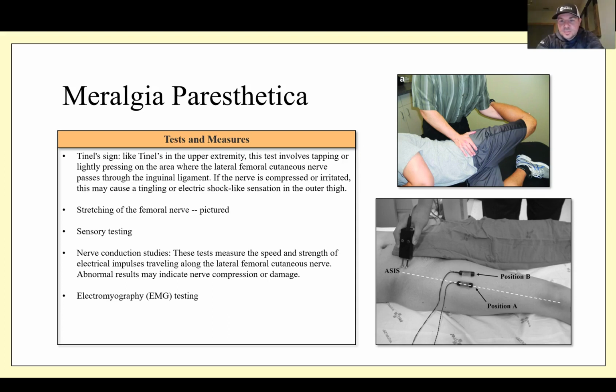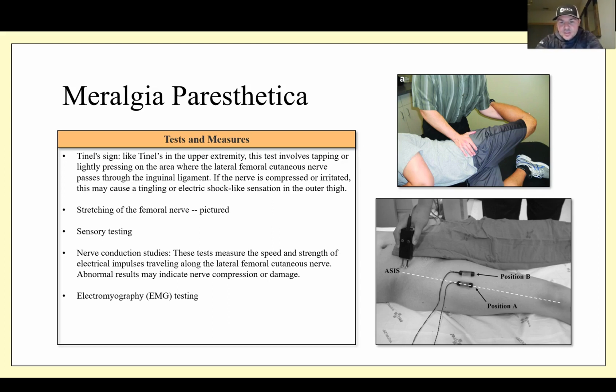Stretching the femoral nerve, which is pictured in the top right. So basically take them into something that looks kind of like Ober's test, but instead of dropping the leg, you just keep pushing them into hip extension. Sensory testing, and they can do things like nerve conduction studies or EMG testing to this area.